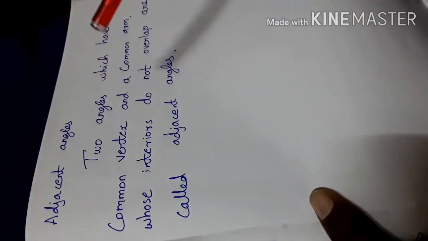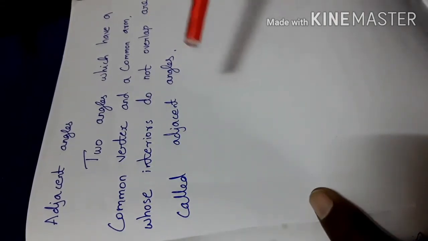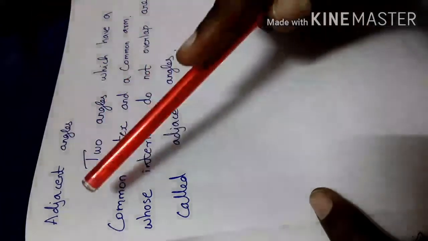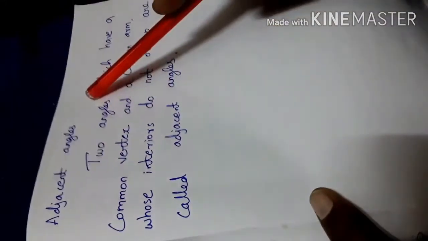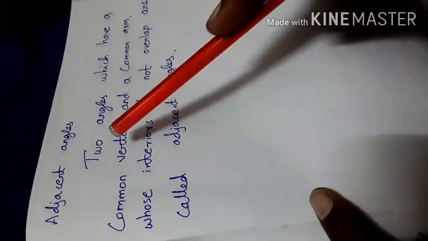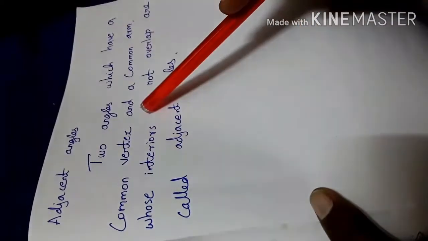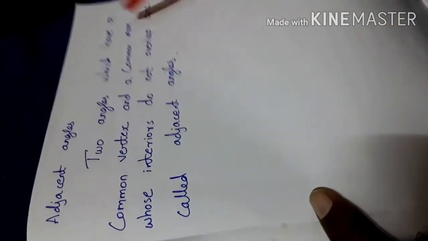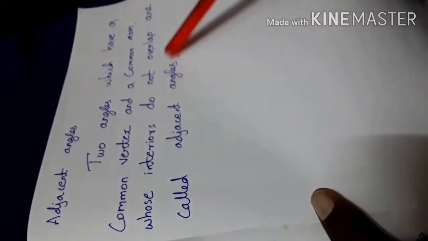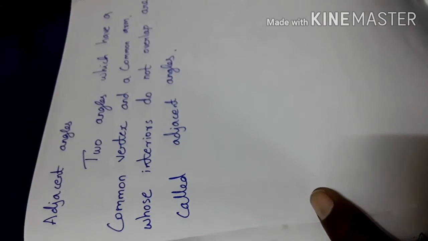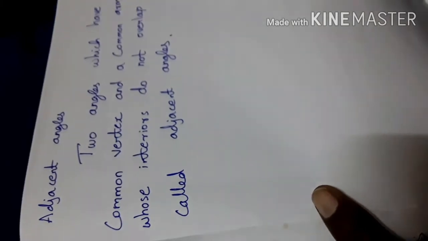Okay, before this, we studied in 6th standard lines, angles, complementary angles, supplementary angles. Now we are going to see the new concept, adjacent angles. What are adjacent angles? Two angles which have a common vertex and a common arm whose interiors do not overlap are called adjacent angles. So, what is the definition?